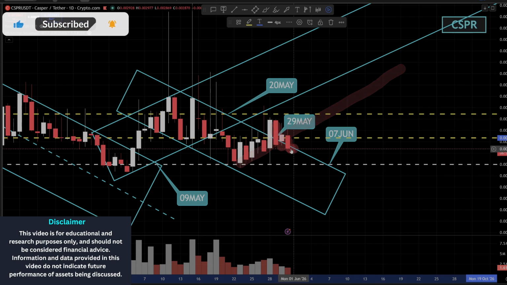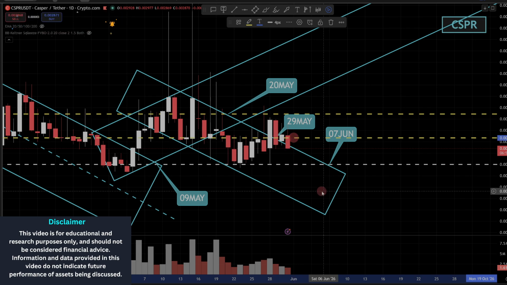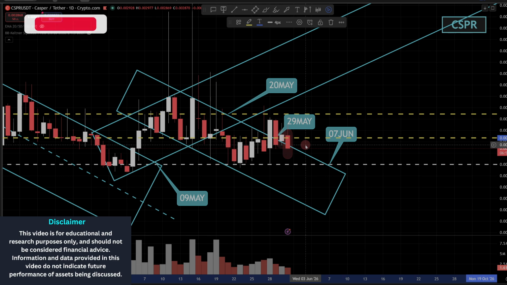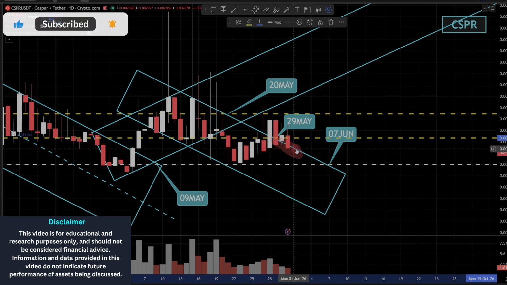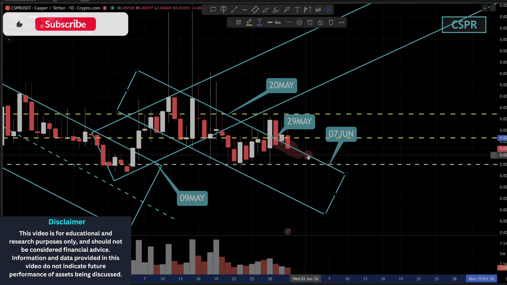So for the 3 days now, the price has been staying below the 0.0029. Yesterday it went slightly above, but today it got hammered back down again. And they're essentially closing around the ceiling of the previous short-term downtrend.